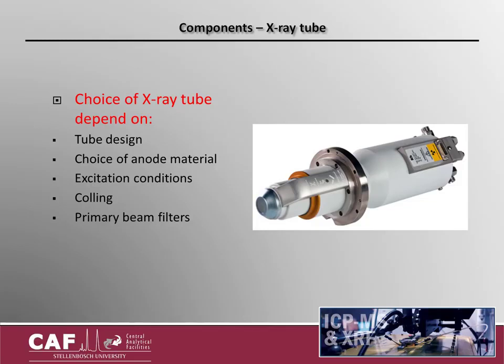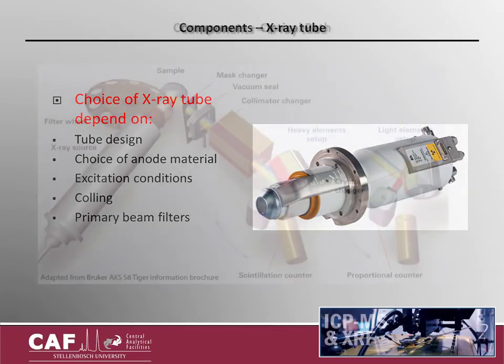Primary beam filters are used mainly to remove interference lines from the tube, improve the signal to background ratio, giving low detection limits, and better counting statistics for trace elements. It is also used to suppress spectral impurities from the tube spectrum.